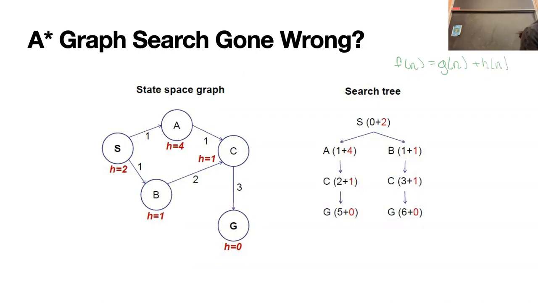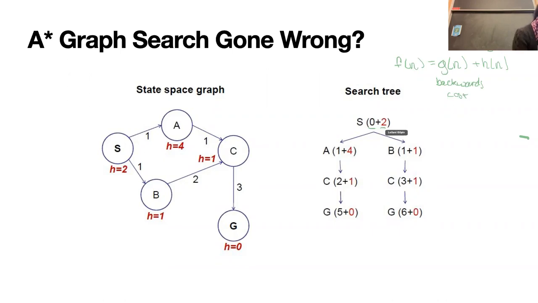So remember, this g of n is what we call here the backwards cost. And this h of n, of course, is our heuristic at the node. So if we start at S, there's no backwards cost. That's where our zero comes from here. And we just add the heuristic at S, which is 2.